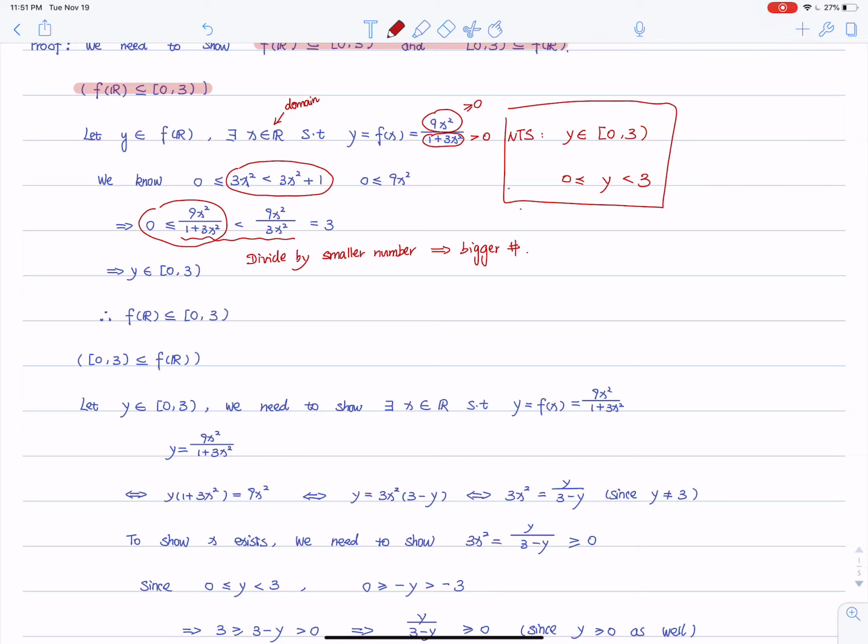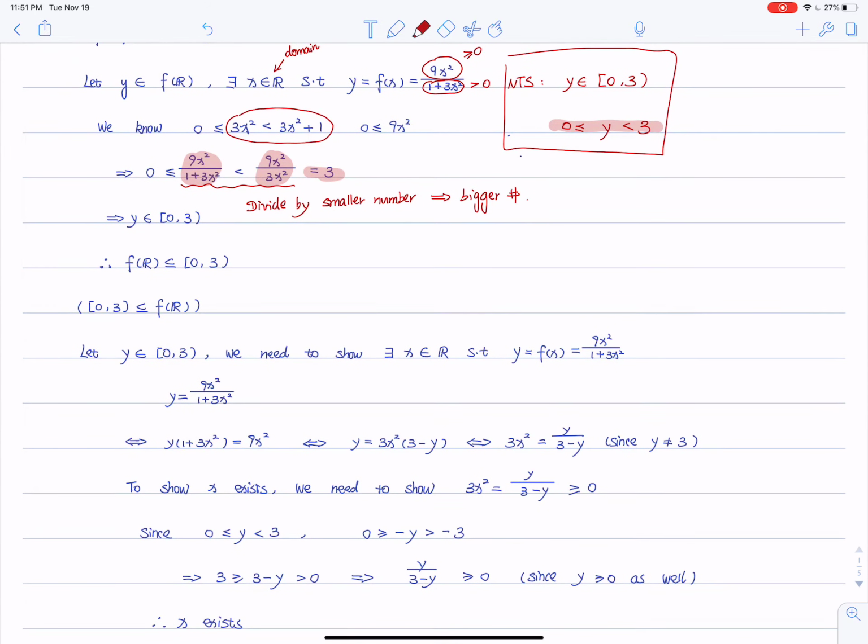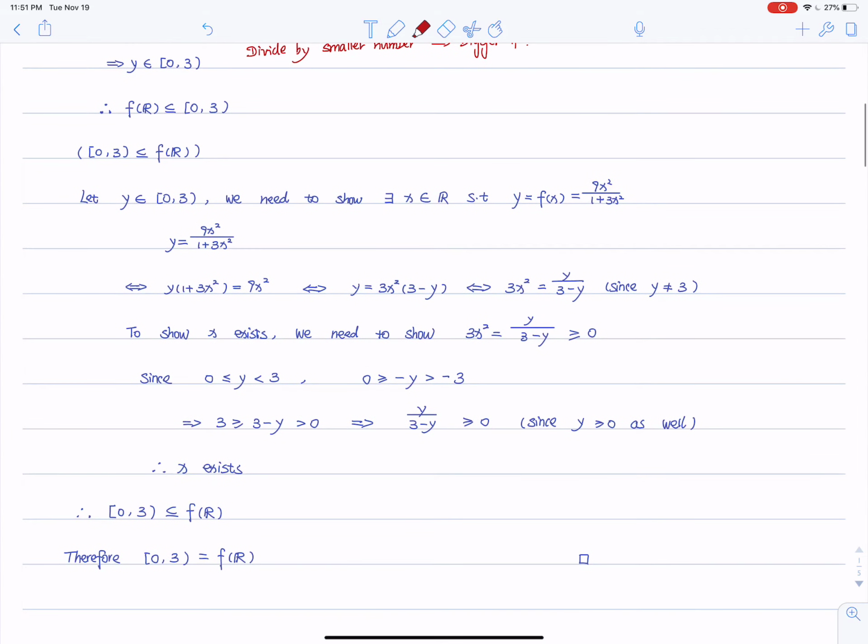Okay, so we know that this whole thing will be smaller than this, which is 3, and we're done. Now we know this is true. So we know y is in the interval, which means the image is a subset of 0 to 3. I think this is the easy direction. The other direction is a bit confusing, but I hope everyone can understand this, okay?